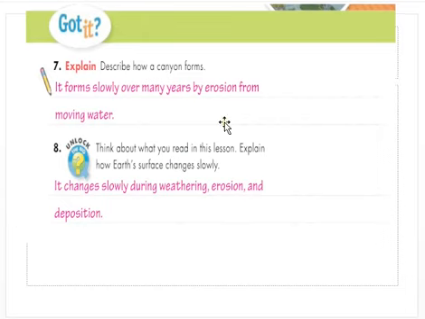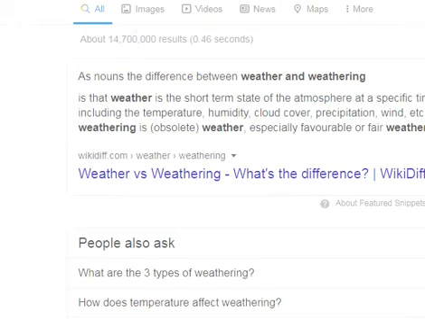Okay, so let's go to our final page. I answered it already for the benefit of everyone because we don't have our actual class. So this is a possible answer. You could also answer it on your own, grade 4. Number 7, explain, describe how a canyon forms. Okay, what is a canyon? For those who didn't know what a canyon is, I will show it to you.